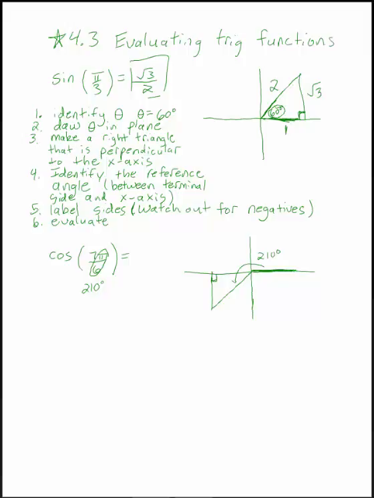Now I have to identify the reference angle. So the reference angle is going to be in here. It's on the inside of the triangle always. Well, 210, that's 30 degrees more than 180, and I've gone past 180, so that means that my reference angle is going to be 30.